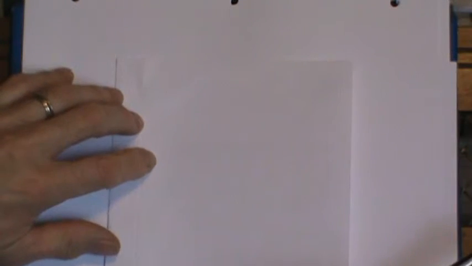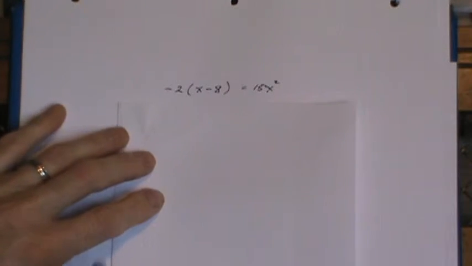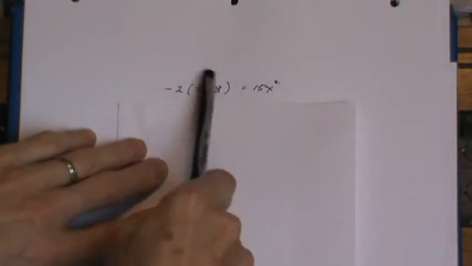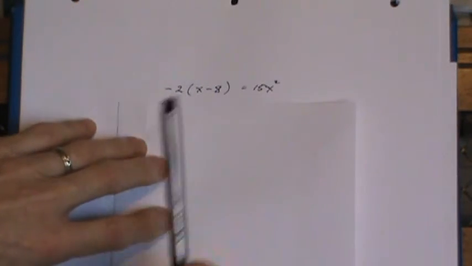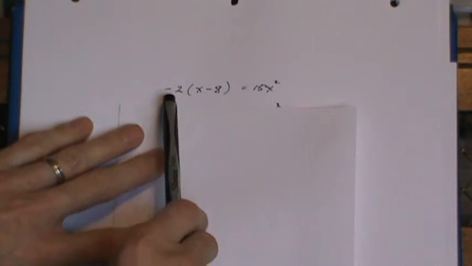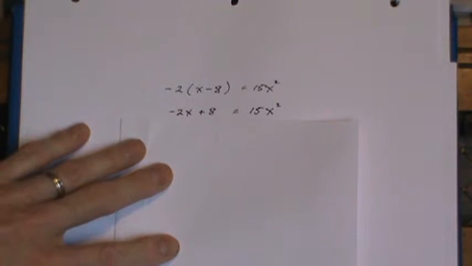Now here's another example. I've started it out. It's kind of a mixture. This is sort of factored on this side and so on. But you have to get rid of this. You have to multiply the negative 2 into that bracket. Get rid of the brackets.